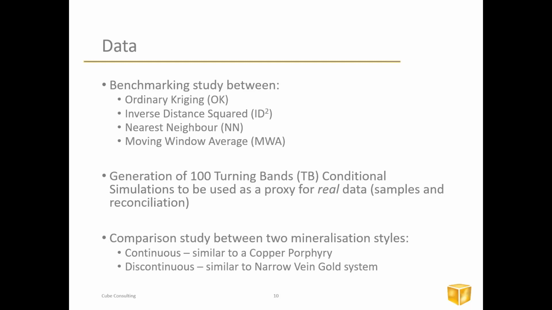And to make that comparison even more complete, we're going to use 2 different types of variable, a continuous variable, which can be similar to a copper porphyry, and a discontinuous variable, which is similar to a Carlin gold deposit.